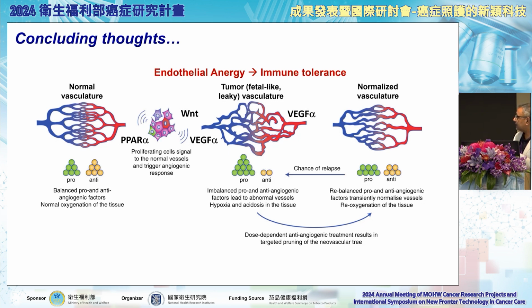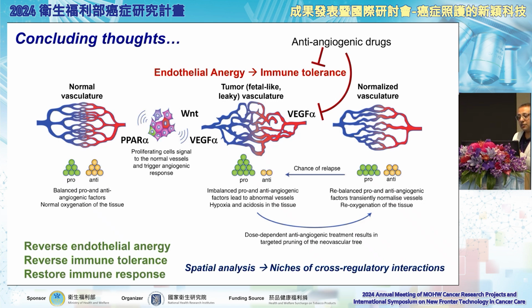And in this case, with anti-VEGF or anti-angiogenic drugs, we can reverse endothelial anergy, or reverse immune tolerance, and then restore immune response. And with the spatial analysis, we can identify these niches of cross-regulatory interactions and also identify specific ligand receptor pairs, which could serve as potential therapeutics. One thing I haven't talked about is something with WNTs as well.